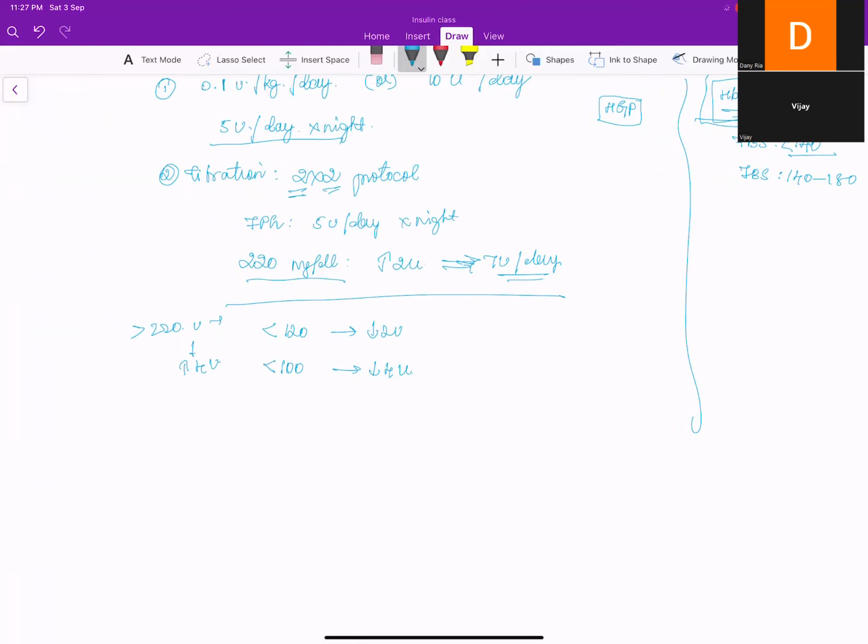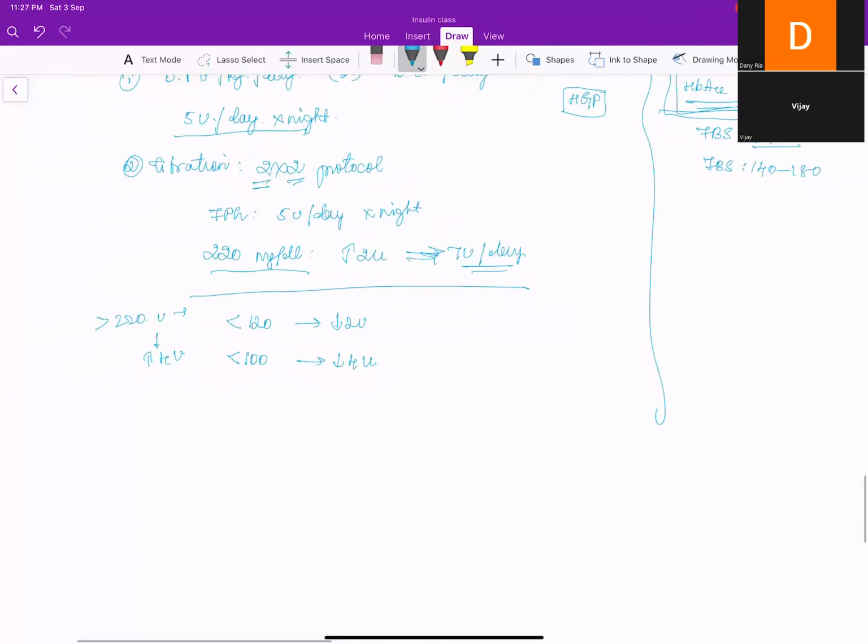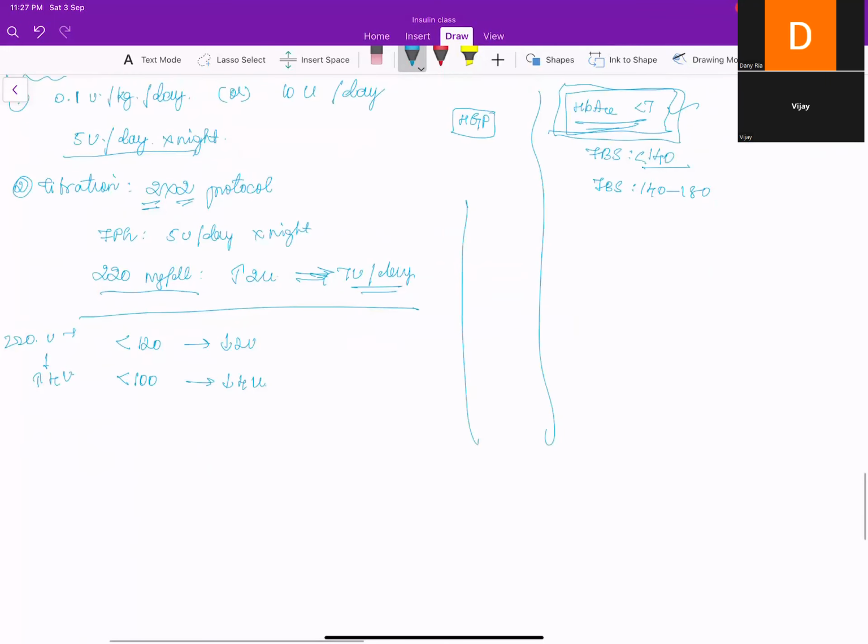If the range is 140 to 180, if it is up to 220, increase by 2 units. More than 220, increase by 4 units. If it is less, 110 to 140, reduce by 2 units. If it is less than that, 70 to 110, reduce by 4 units. Okay, everything is in multiples of 2. This will be an easy one to calculate, but books may give other values.